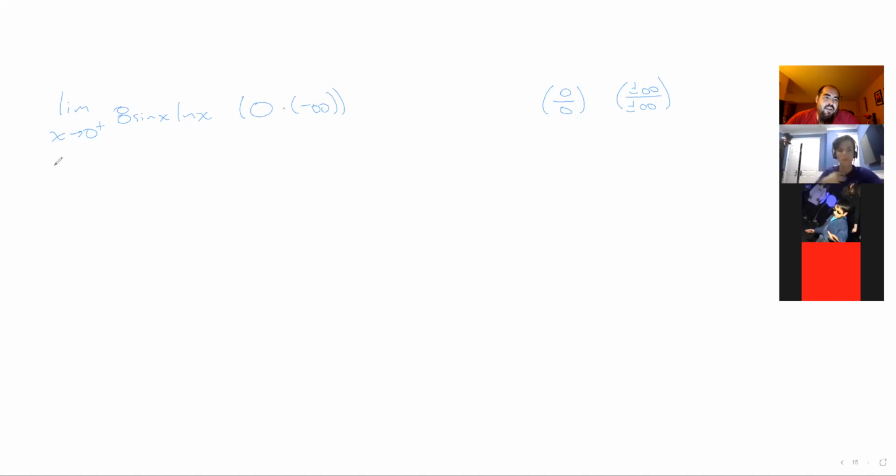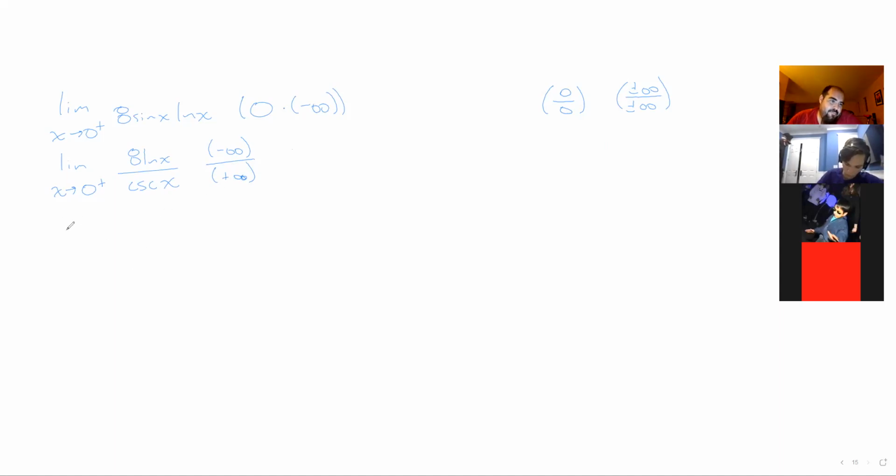So what I would like to do is get this to a place where I can make it friendly for L'Hopital's rule. I can try a couple things. I think the one I'm going to try is this. Let's do 8 natural log of x over cosecant of x. Oh, that's right. Okay. So now I think I have negative infinity over the cosecant of 0, which is going to go to positive infinity, I'm pretty sure. Okay. So I do have an indeterminate form.